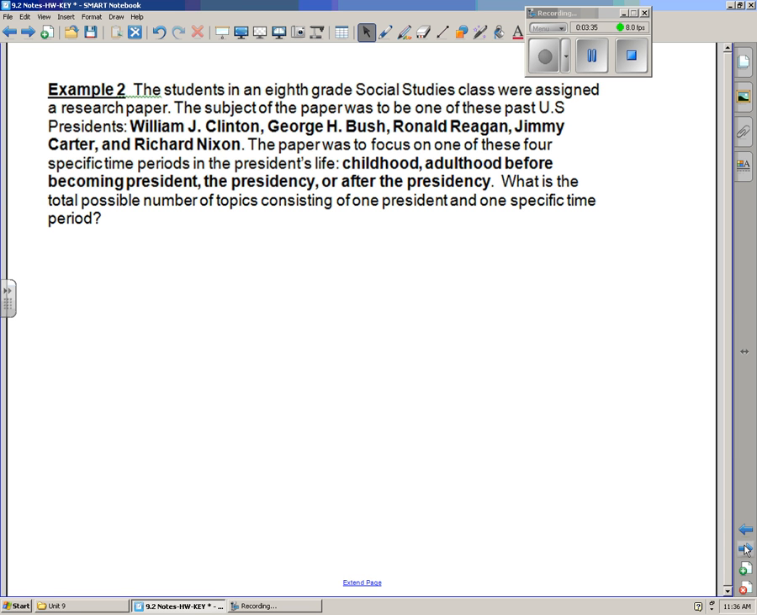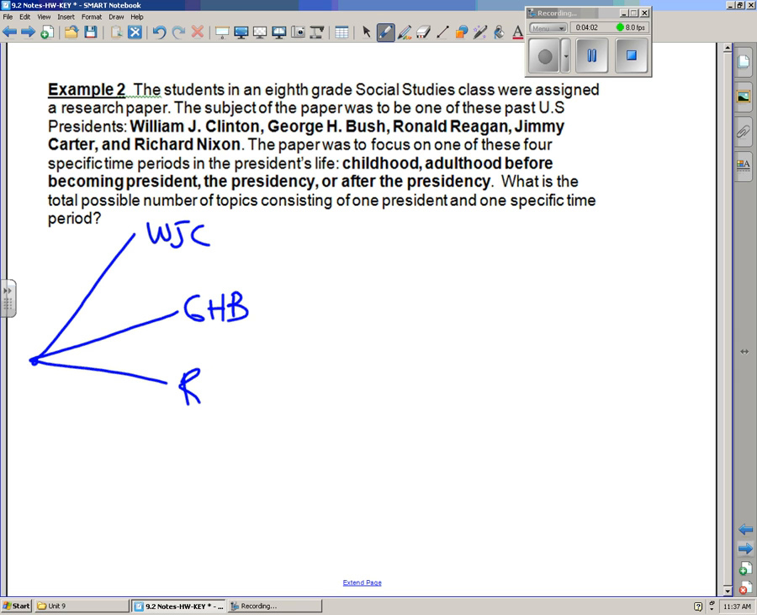What's the total possible number of topics consisting of one president and one specific time period? Well, you can definitely do a tree diagram for this. We know that we have these 5 presidents. So we're going to start from here, and we know we can have either William J. Clinton, we could have George H. Bush, we could have Ronald Reagan, we could have Jimmy Carter, we could have Richard Nixon.